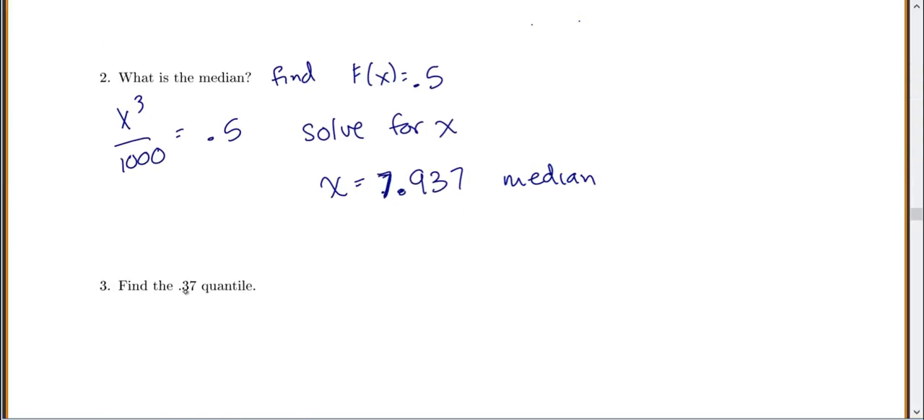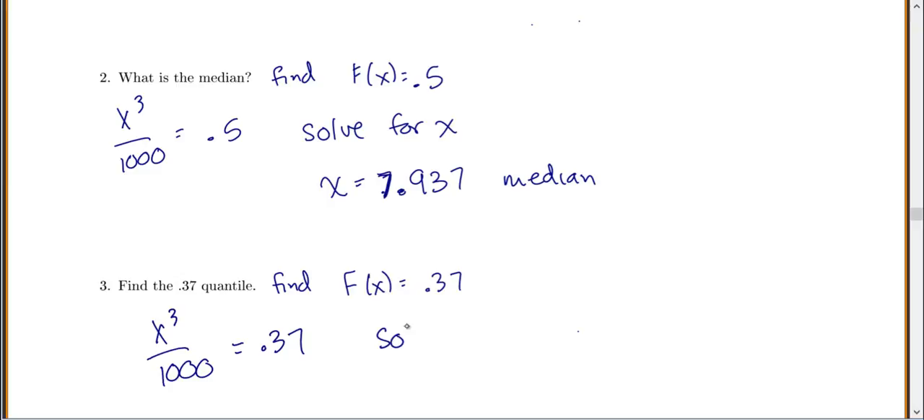How would you find the 0.37th quantile? It's the exact same thing. You want to have 37% of the data below it, so you just look for where the CDF is equal to 0.37. So x cubed over 1,000 equals 0.37. Solve for x. So x equals 7.179.